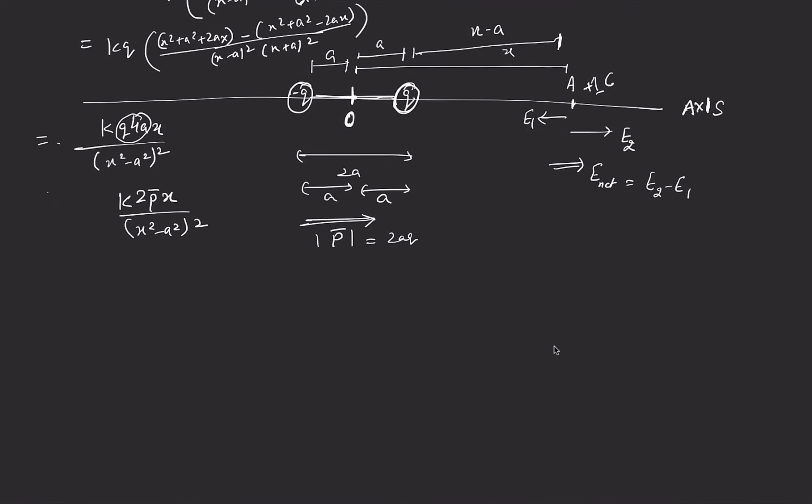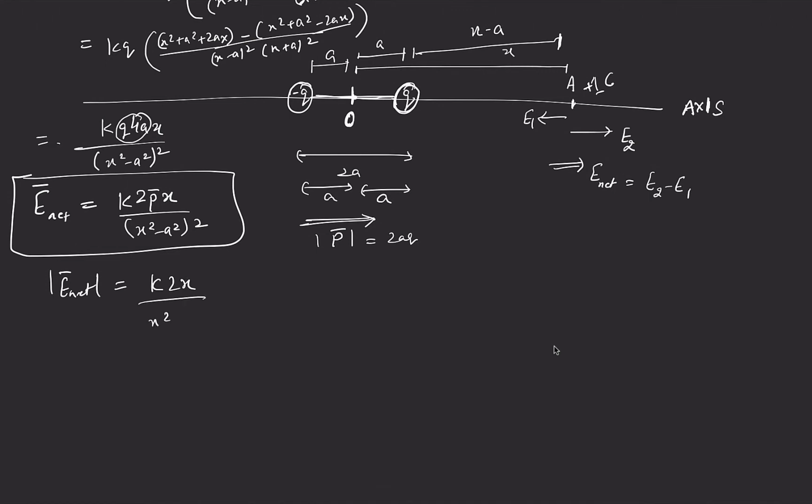So this would be E net, and this is also a vector which has the same direction as the P vector, and magnitude of E net can be obtained by replacing the magnitude of P vector. So magnitude of P vector is basically 2aq, which will give us the original thing, the magnitude which we calculated. So this is just an easier way to denote E net.